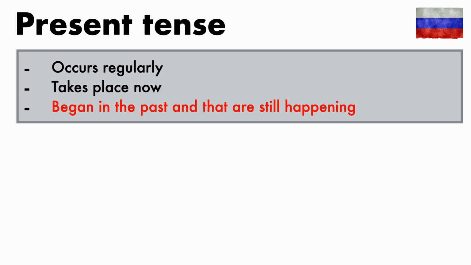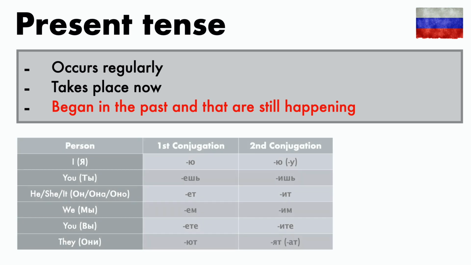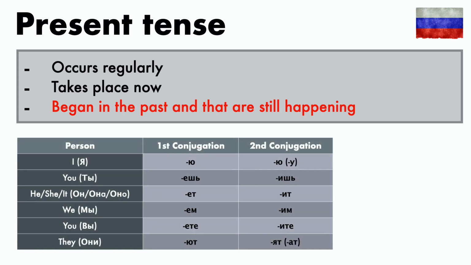Here you would use the past perfect. "I have been living in New York for 5 years" could be an English example. Below you can see all the endings we will be using for the present tense. As you can see, the endings differ slightly for the first and second class verbs. For the second class, you have 2 options in brackets.